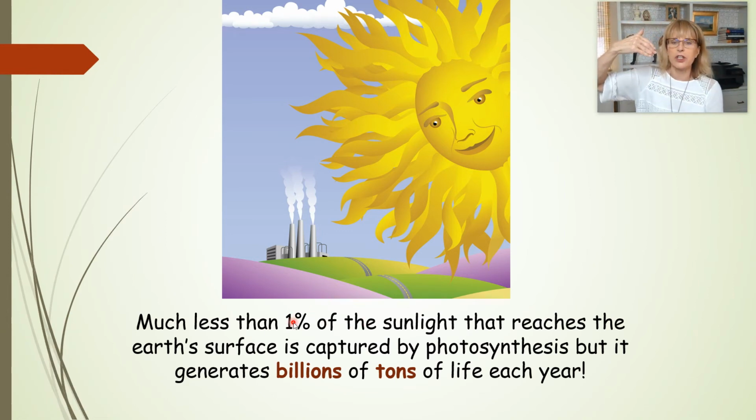Now, when it comes to life on planet Earth, only about 1% of sunlight's energy is actually captured by this process called photosynthesis. And even though only about 1% gets captured, it generates billions of tons of life each year. What do we mean by billions of tons of life? Over the course of a year, if you measured how much growth there has been in trees, how much growth of new plants, how many births of new animals, how much more algae and plankton there is in the ocean, it would end up being billions of tons each year. And that is happening because of the sun, because of sunlight.